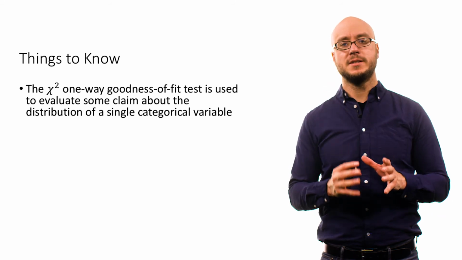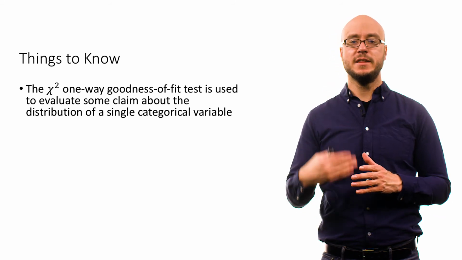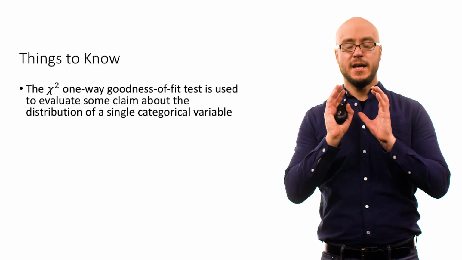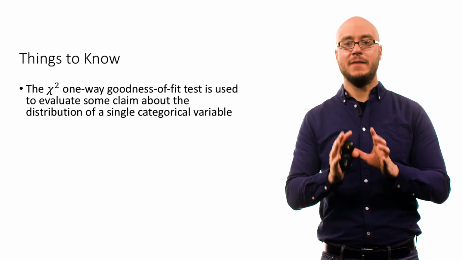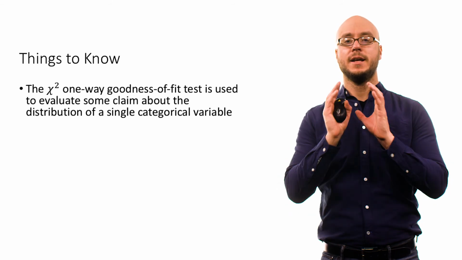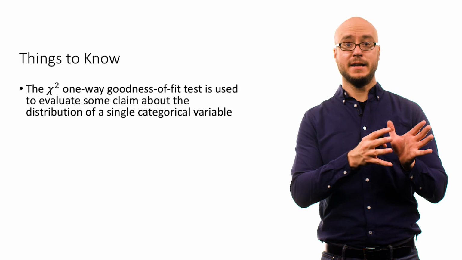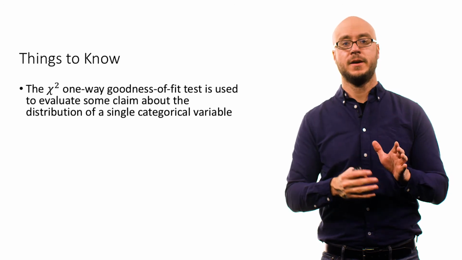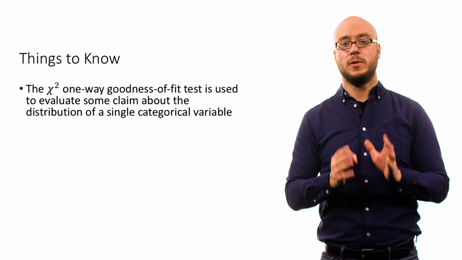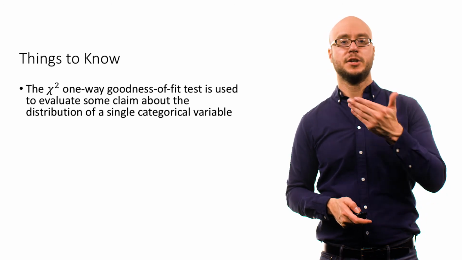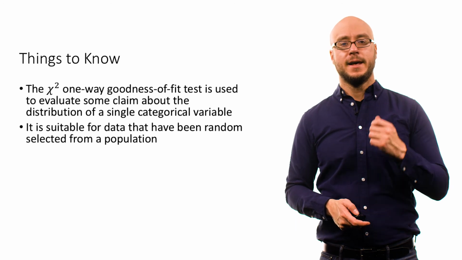It's used to evaluate some claim about the distribution in the population of a single categorical variable. We use it when we don't have a population, just like all the other inferential tests we've been talking about. If we had the population, we could just look at it and compare somebody's claims about that population with the population itself. Since we don't have a population, we want to conduct the chi-square one-way goodness of fit test, in which we use a random sample of data to evaluate somebody's claim.